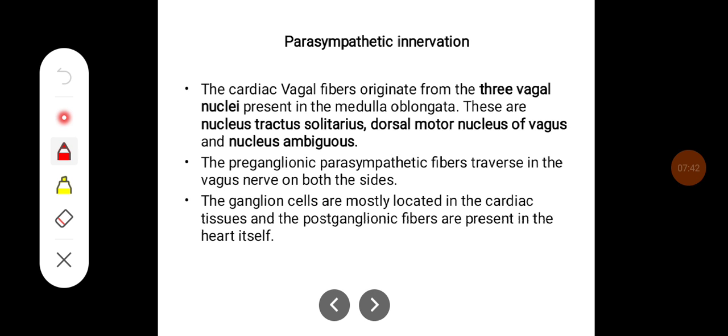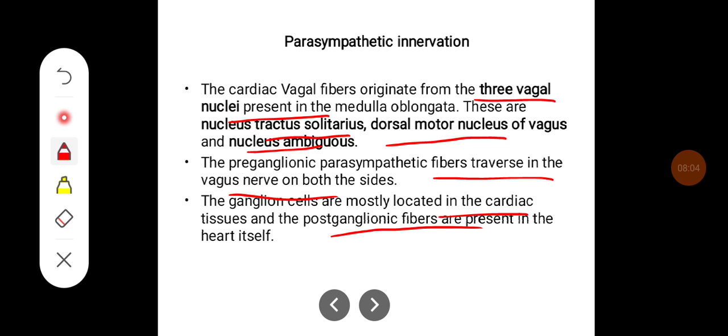Parasympathetic innervation. The vagal fibers originate from three vagal nuclei present in the medulla oblongata. These are the nucleus tractus solitarius, dorsal motor nucleus of vagus, and nucleus ambiguus. The preganglionic parasympathetic fibers traverse in the vagus nerve on both sides. The ganglion cells are mostly located in the cardiac tissue, and the postganglionic fibers are present in the heart itself.